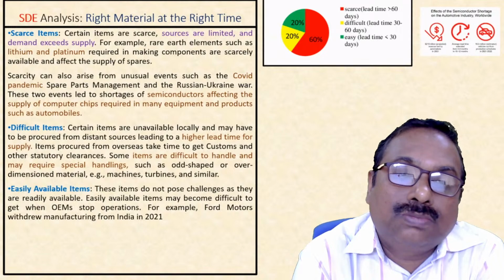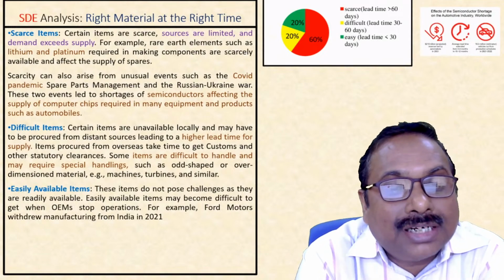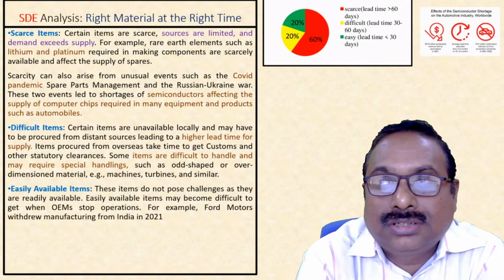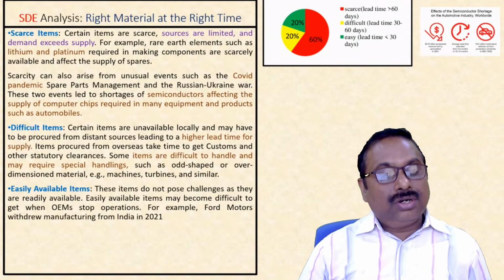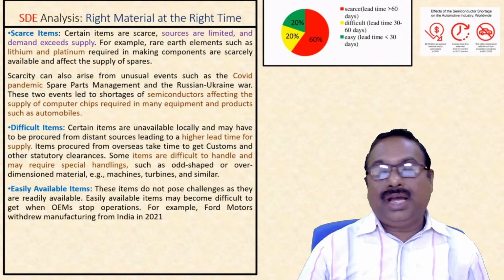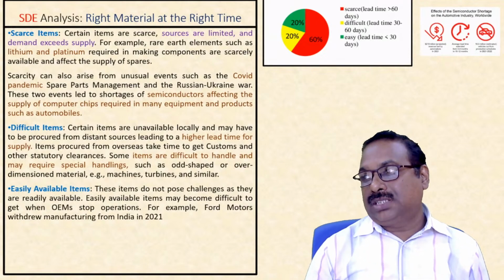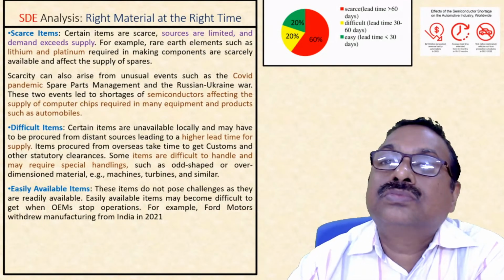Then easily available items. These items do not pose challenges as they are readily available. Easily available items may become difficult to get when OEMs stop operations. For example, Ford Motors withdrew manufacturing from India in 2021. So the spare parts of Ford Motors are difficult to get nowadays.